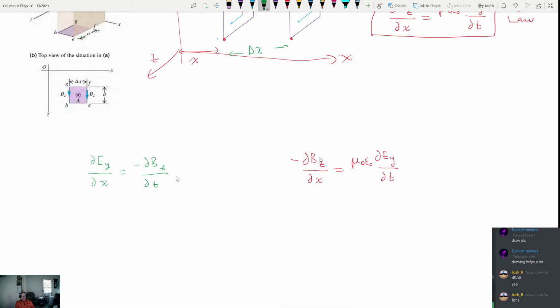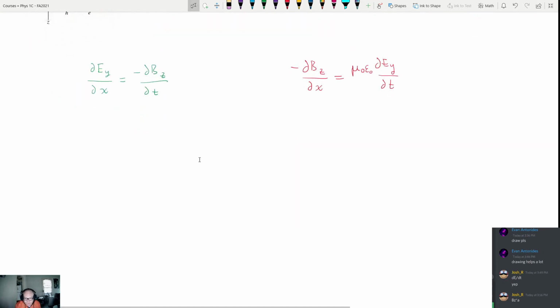Both of them on the left side have a del x, and both of them on the right side have del t. But they apply to different things, so we can't just plug one into the other, right? Like del Ey del t doesn't show up in this equation. So we need to do something else here to make these equations able to merge into each other. I don't think it matters what order we do this in. I think it always works out no matter what you do.